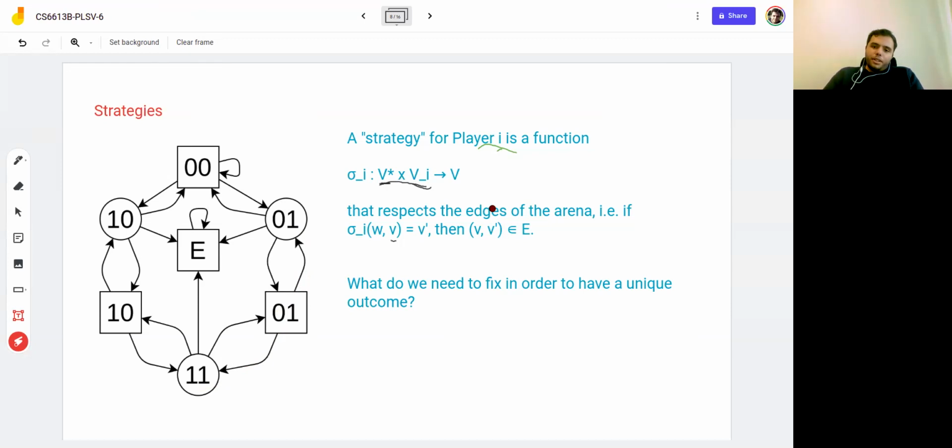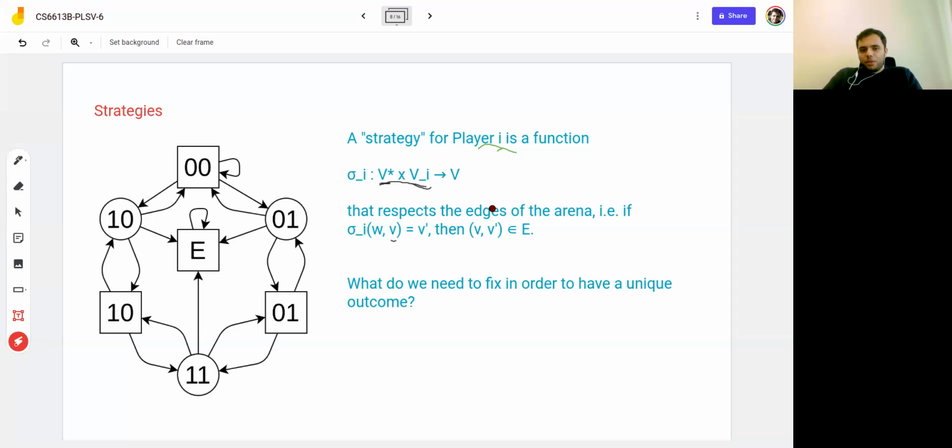So now let's see what we need to fix in order to have a unique outcome. Well, if we fix a strategy for player 1 and a strategy for player 2, and if we are sure that they will just follow these strategies, then can we be sure that we have a single outcome?